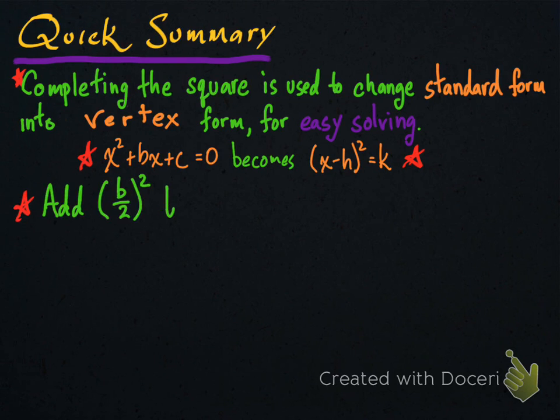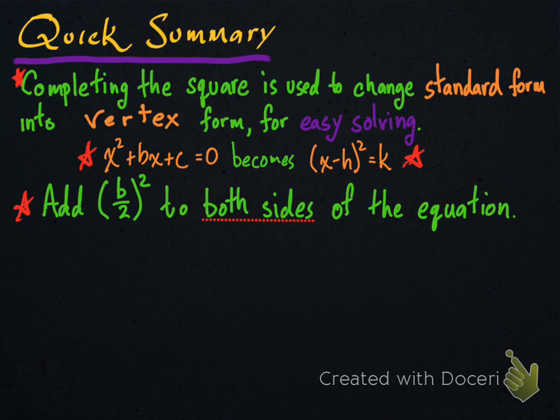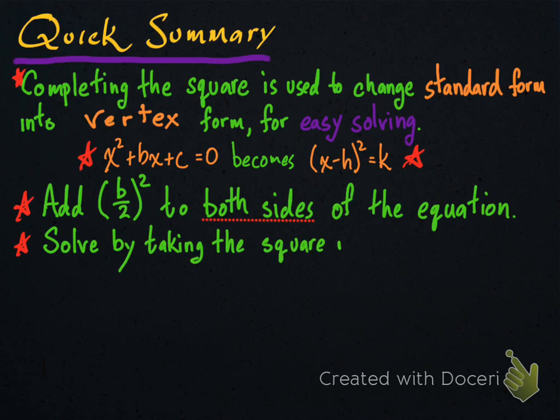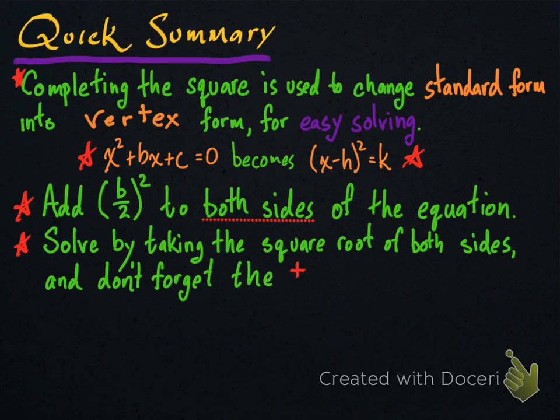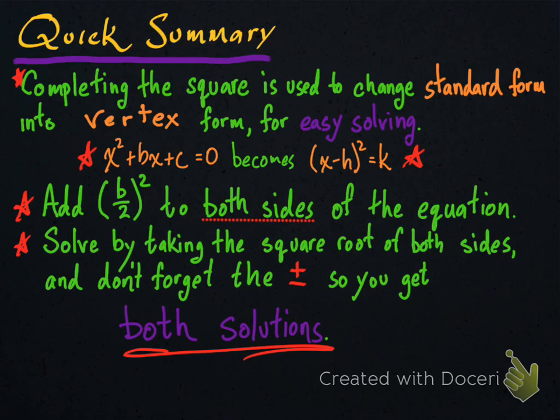Now, don't forget about the b over 2 squared. That is the magic number that allows you to complete the square and to write it as a perfect square binomial. And then finally, what you're going to do is solve the equation by taking the square root of both sides. Don't forget the plus minus, because that's how you get both of your solutions.